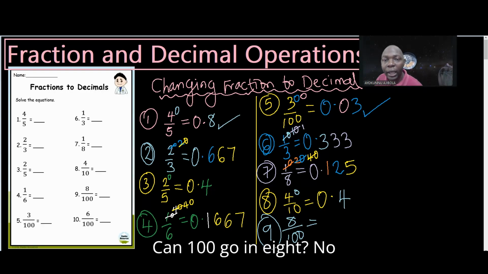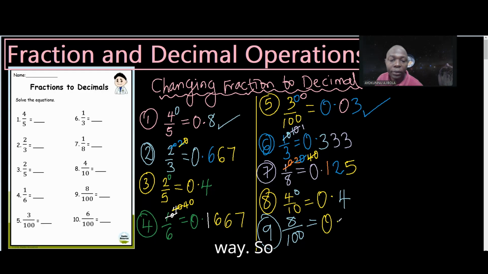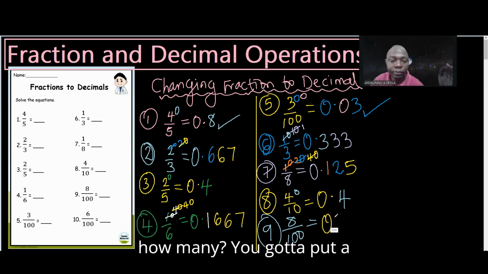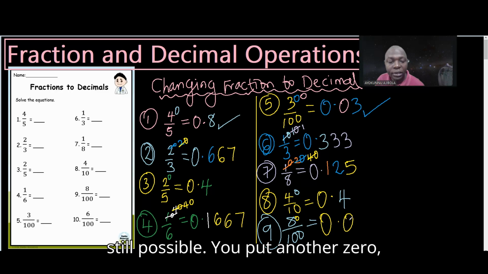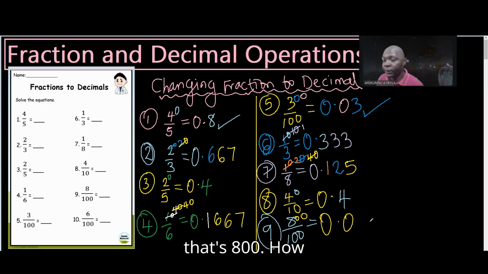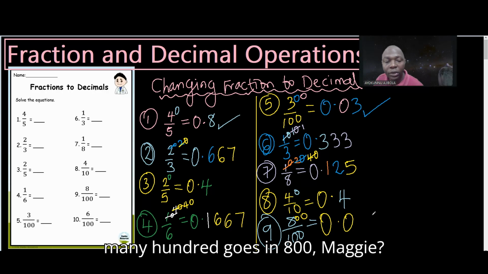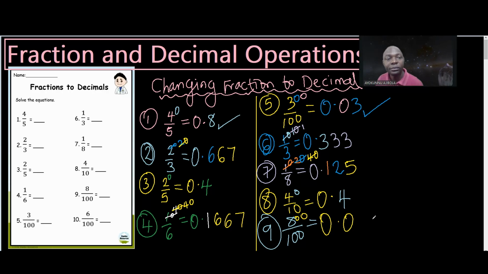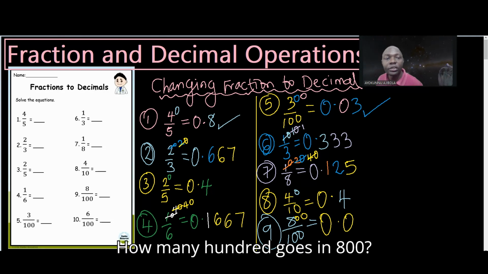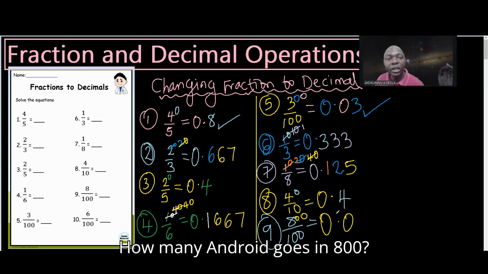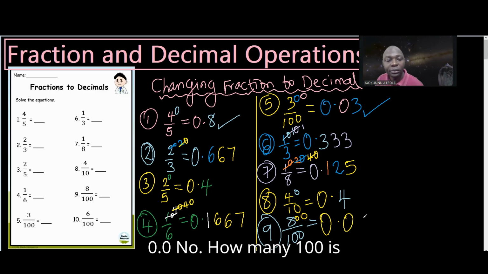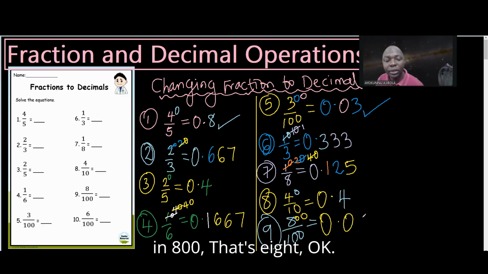Can 100 go in 8? No way. So you're going to put a 0 somewhere here. How many 100 goes in 80? It's still not possible. You put another 0. That's 800. How many 100 goes in 800, Miggy? That's 8, okay?